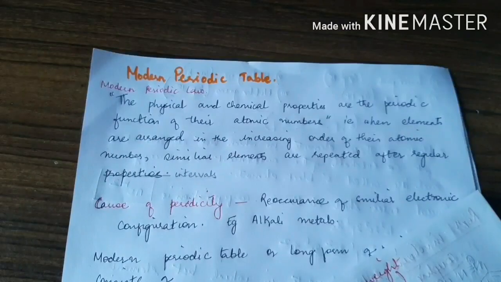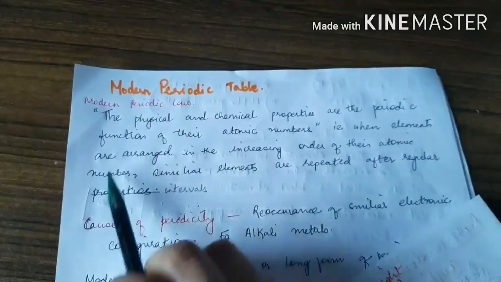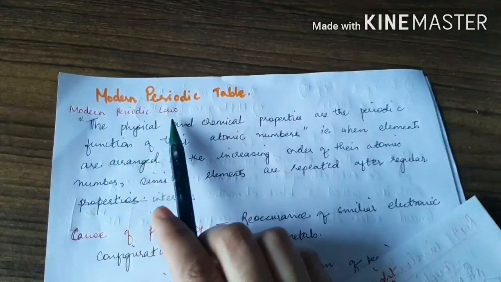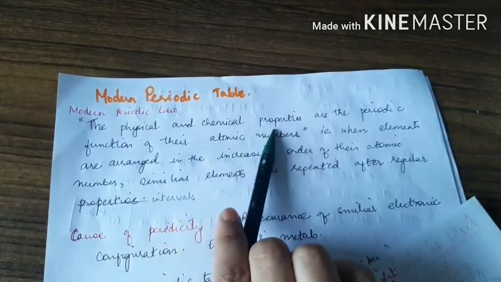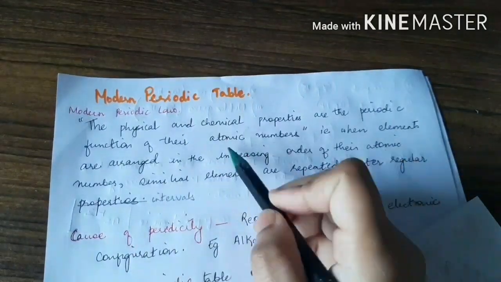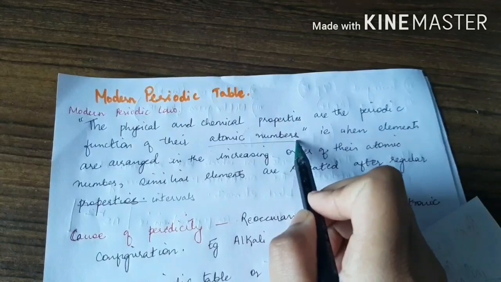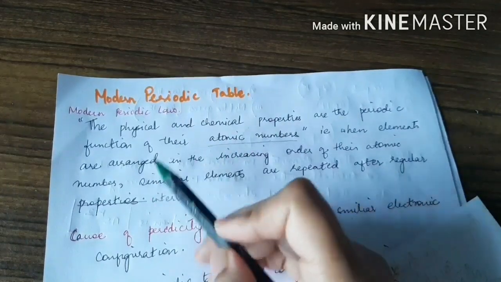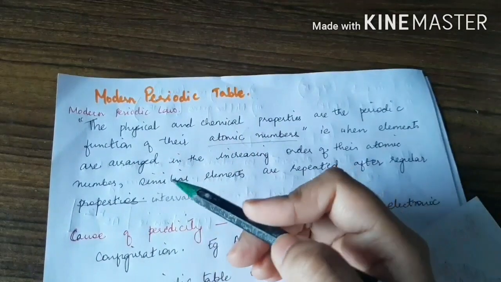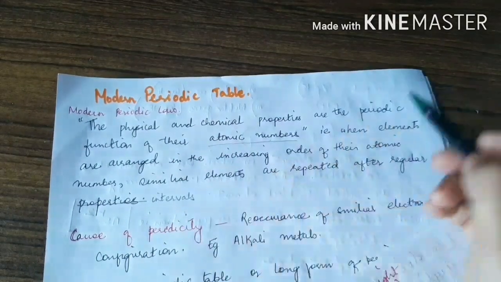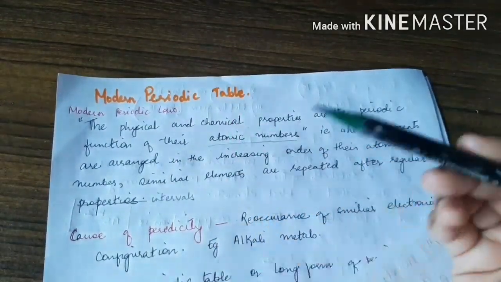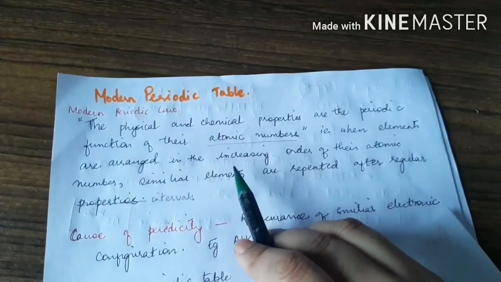The modern periodic table is based on the law called the modern periodic law. Now let's see what it is. The modern periodic law says that the physical and chemical properties of elements are a periodic function of their atomic number. It means that when we arrange the elements in the increasing order of their atomic number, similar types of physical and chemical properties will occur after regular intervals. That is the meaning of periodic function.